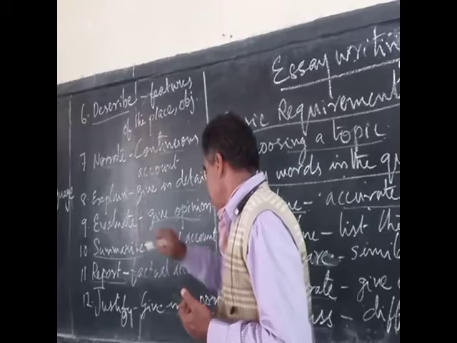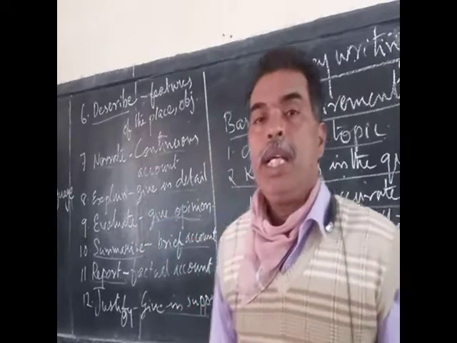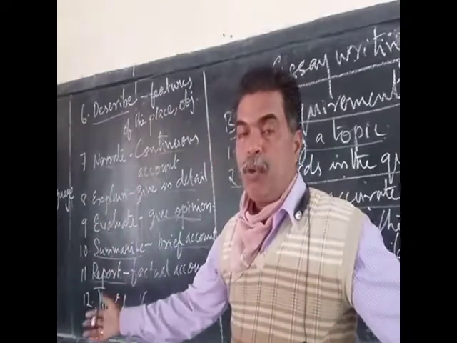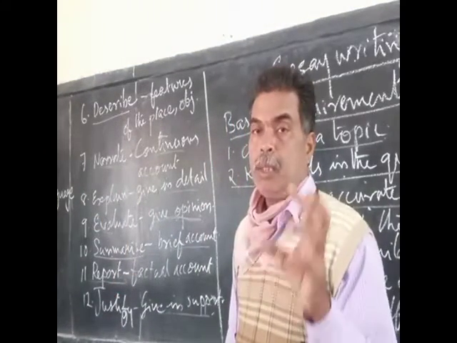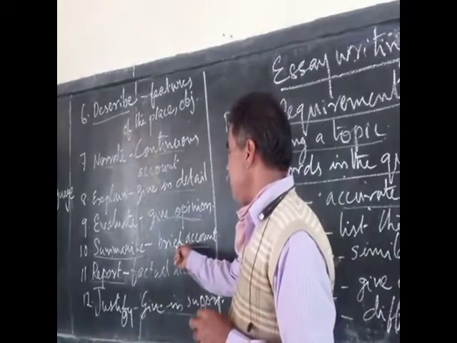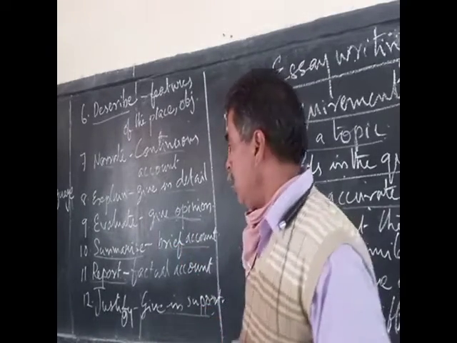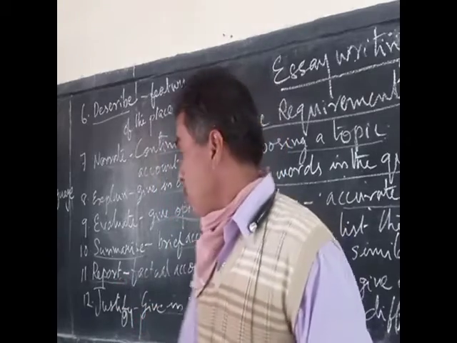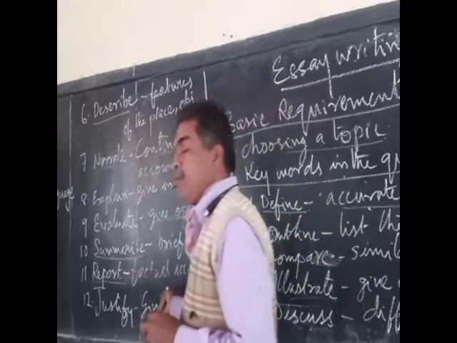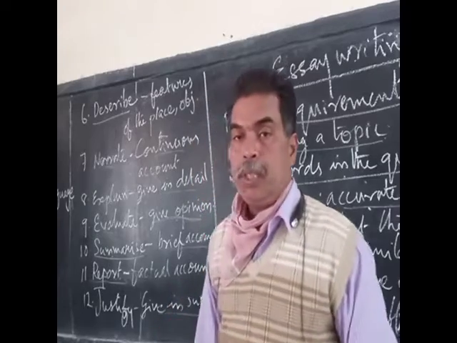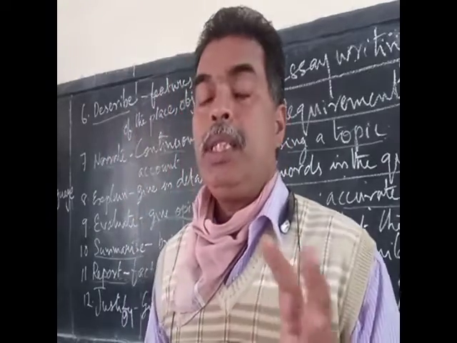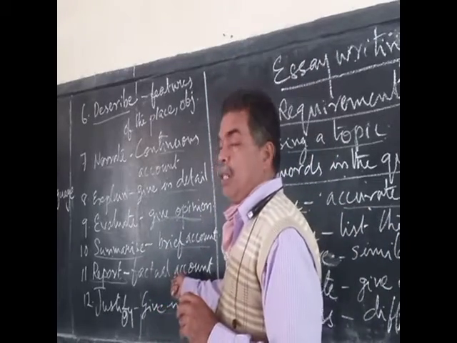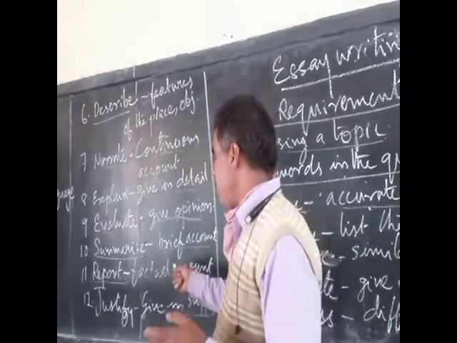Suppose the word summarize comes in your question, then you have to give a brief account of the situation. Not in very expanded form, but brief, short. You would have studied summary, so you have to give a brief account. Now suppose report comes, then you have to give the factual account of the situation. Actually what had happened, that is what you are supposed to do in your reporting. Exactly what happened you have to write.